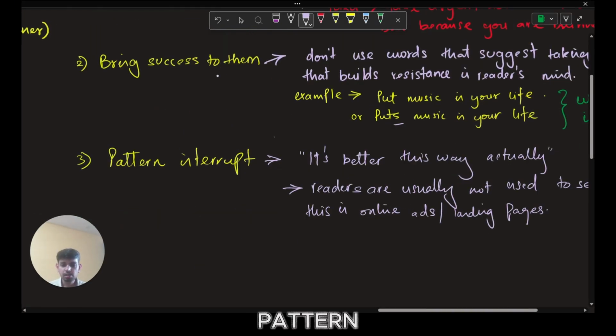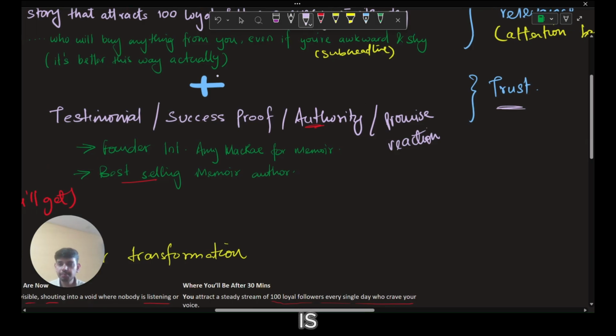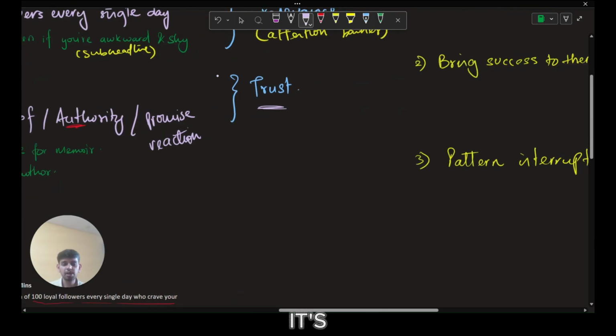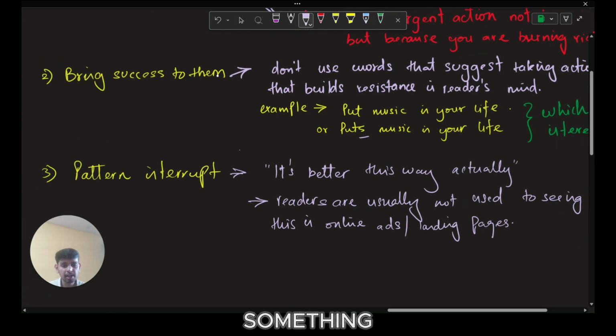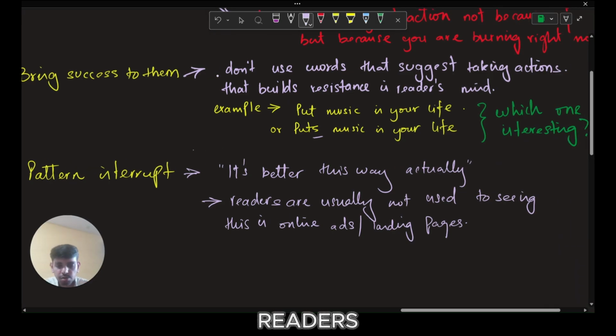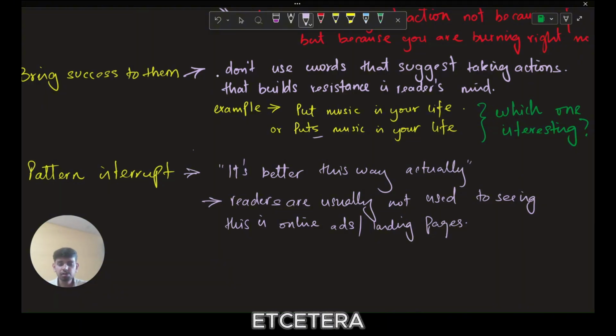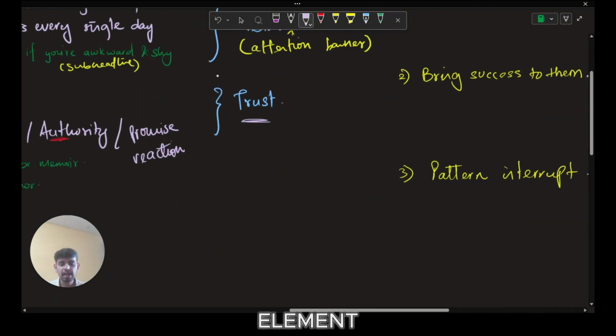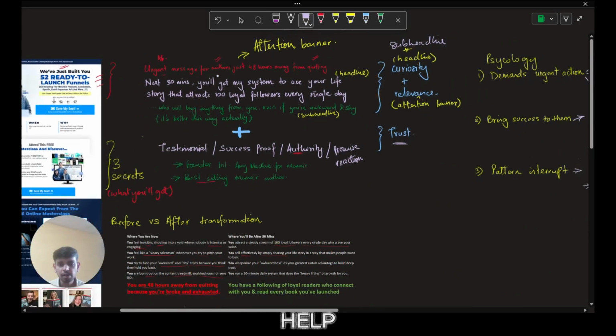And the next thing is a pattern interrupt. So the pattern interrupt is something I used in the subheadline. It's better this way actually because that's not something we use regularly. Readers are usually not used to seeing this on pages, ads, etc. So if you use an element of text like this, that will definitely help keep the readers hooked.